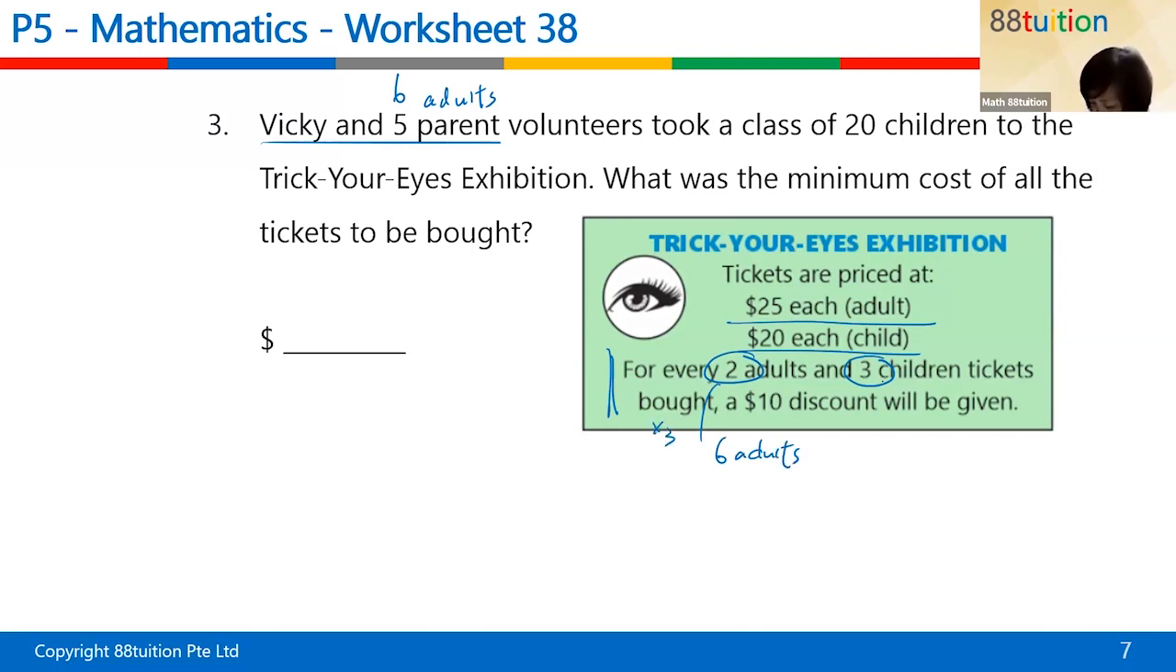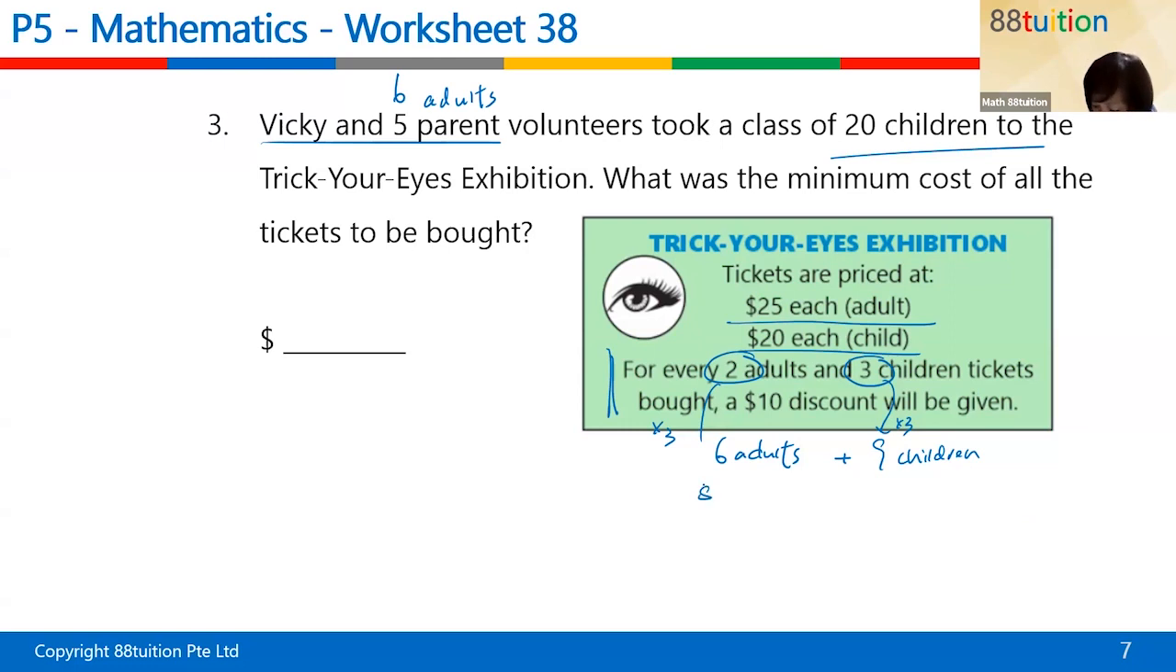If I times 3 here, I times 3 here, I will get 9 children here. And I will be given a $30 discount because for each group of 2 adults and 3 children, a $10 discount is given. Okay, so now we need to find 20 children. So let's take a look here. And that is the maximum pair or package that I can have here. First, the most number of adults is 6, right?